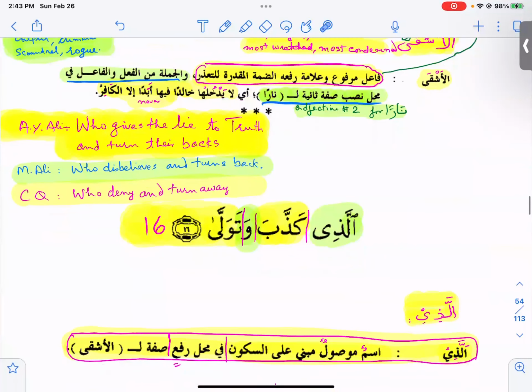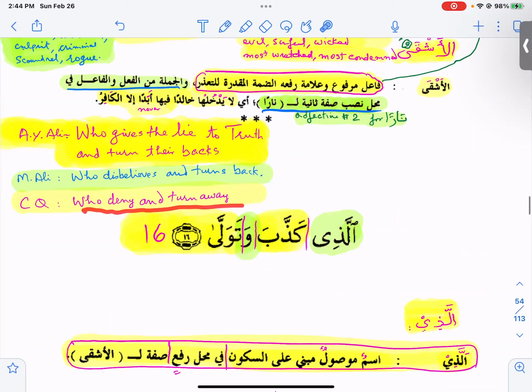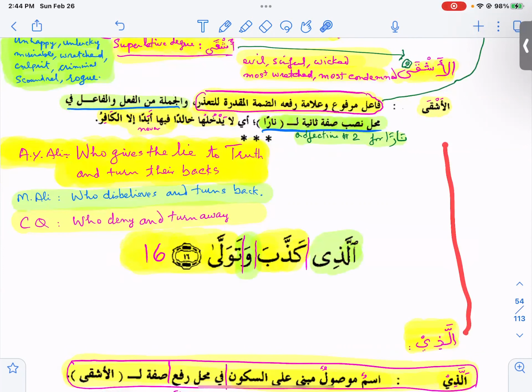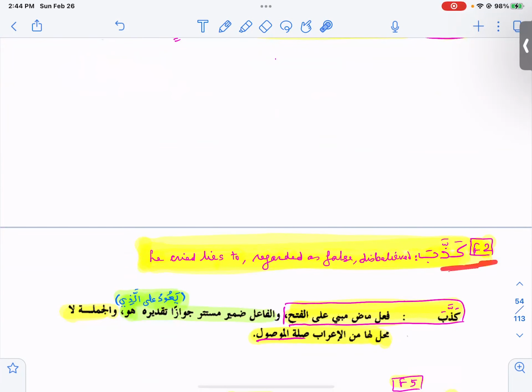Now we come here. Alladhi kadhdhaba wa tawalla. Abdullah Yusuf Ali: who gives the lie to the truth. Yes, all the things we talked about, husna, he gives the lie to it. No, it's not true. And turns their back and turns around. Tawalla: who disbelieves and turns back. Kadhdhaba wa tawalla: who denies and turns away. Alladhi, ismu mawsulin mabnin ala sukun fi mahali raf'in sifatun li-ashka. Yes, this is your sifat li-ashka. Ashka, who is that ashka? Alladhi. Kadhdhaba, yes, form two: he cried lies to, regarded as false, disbelieved.